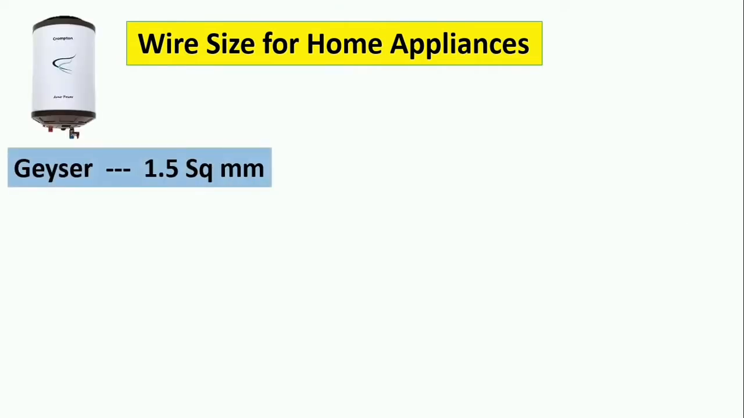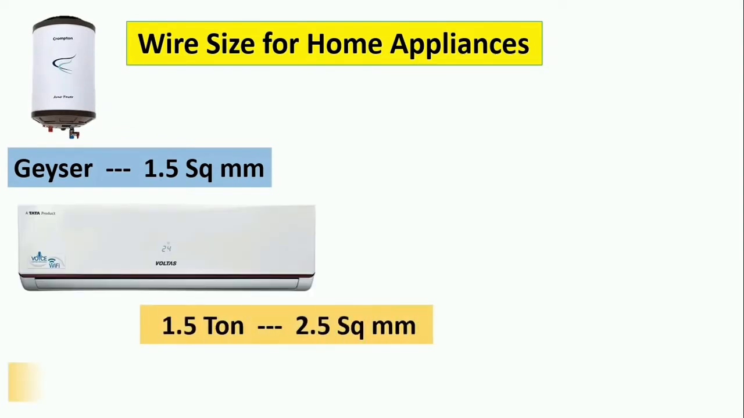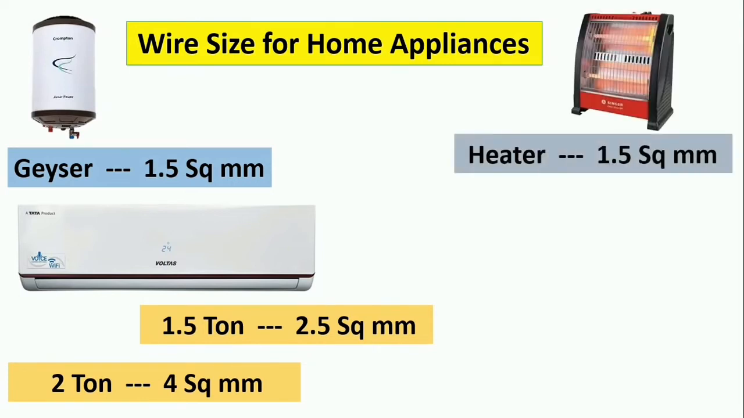So some basic appliances such as our heater, you could use 1.5 mm. For ACs, you can use 1.5 ton. You could use based on actually the capacity. You could use 2.5 mm. For 2 ton, you could use 4 mm. And these variations keep going on and on depending on the kind of materials that you might likely be using.